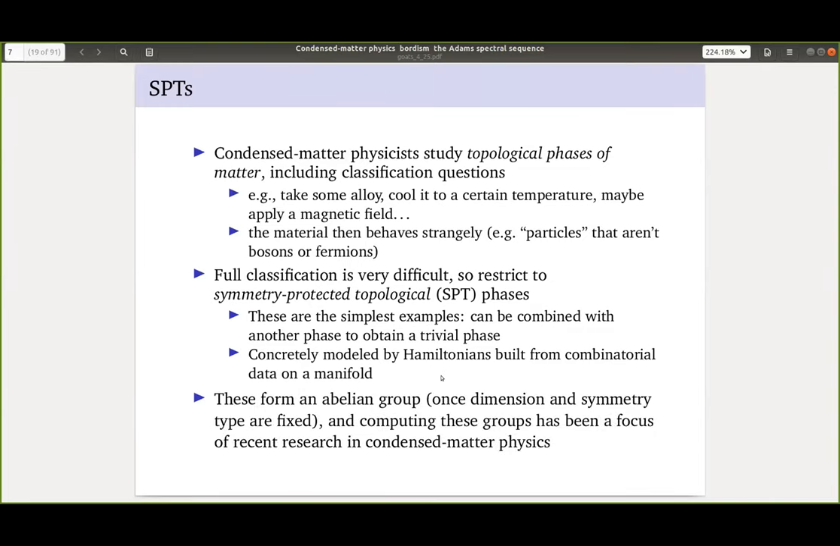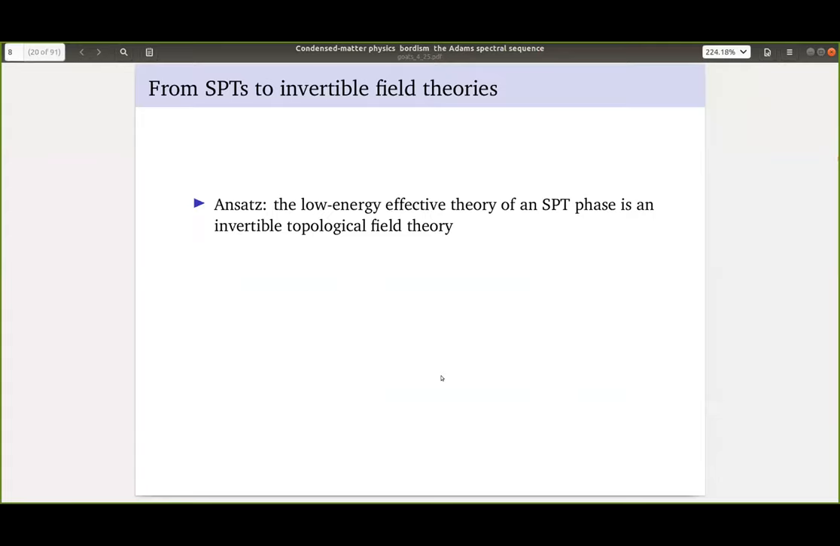Right. So the physicists studied these and concluded that once you fix a dimension and what kinds of symmetry you care about, you get an abelian group of these. And so in the past decade or so, there's been a lot of research on computing what these abelian groups are. And these computations proceed via physics methods that sometimes admit clear mathematical formulations and sometimes don't. But in general, making sense of these rigorously is still a hard open question. So you can't just take the space of Hamiltonians and try and compute like pi zero of it or something. We're nowhere near being able to do that.